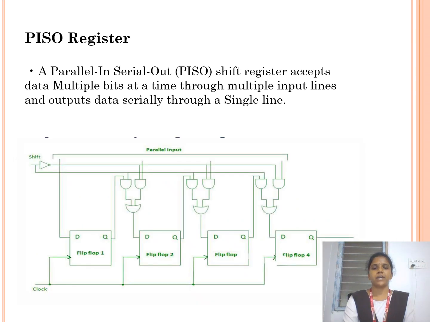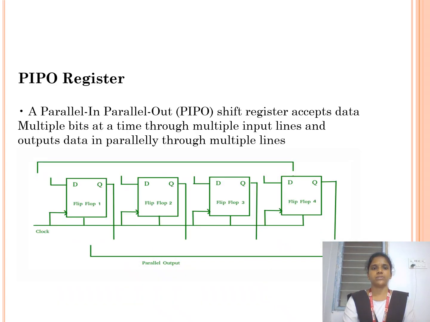PISO register. A parallel in serial out shift register accepts data multiple bits at a time through multiple input lines and outputs bits serially through a single line. PIPO register. A parallel in parallel out shift register accepts data multiple bits at a time through multiple input lines and outputs data in parallel through multiple lines.